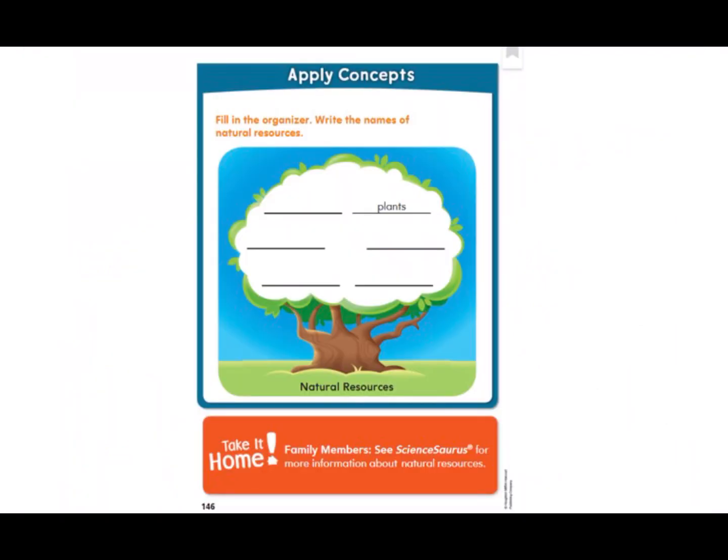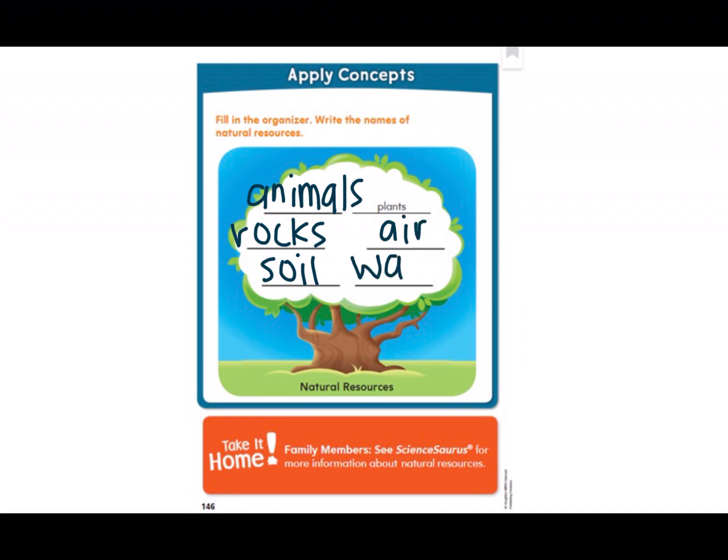Looking at our very last picture, fill in the organizer. Write the names of natural resources. I already see the word plants, so I'm not going to write that again. Animals, rocks, soil, air, and water.